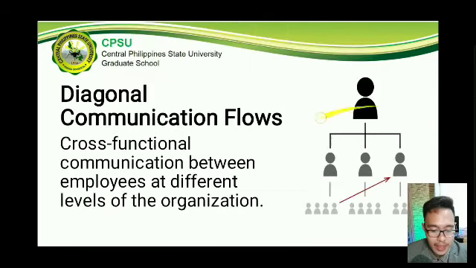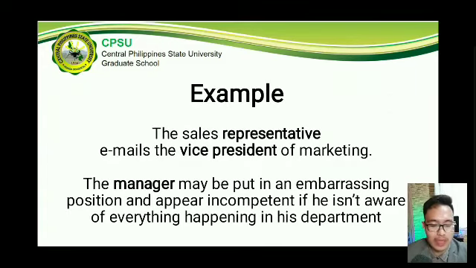So next is the diagonal communication flow. Diagonal communication is cross-functional communication between employees at different levels of the organization. It takes place when people working at one level interact with those working at a higher or lower level of the organizational hierarchy and across the boundaries of reporting relationships. For example, if a sales representative emails the vice president of marketing, that is already a diagonal communication flow.